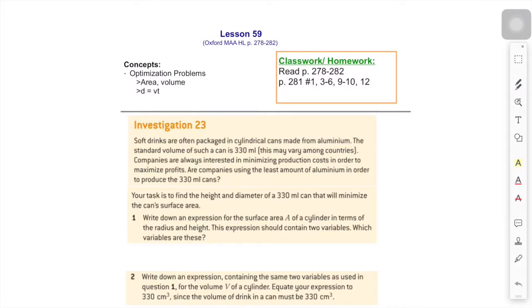When you have finished the questions, we're going to take up the questions in the first part of the video. You're then going to find parts 2, 3, and 4 to the examples in lesson 59 in separate videos because I want you to be able to try some of these questions on your own before looking at the answers. So pause the video now, work on investigation 23 before you come back to the solutions.